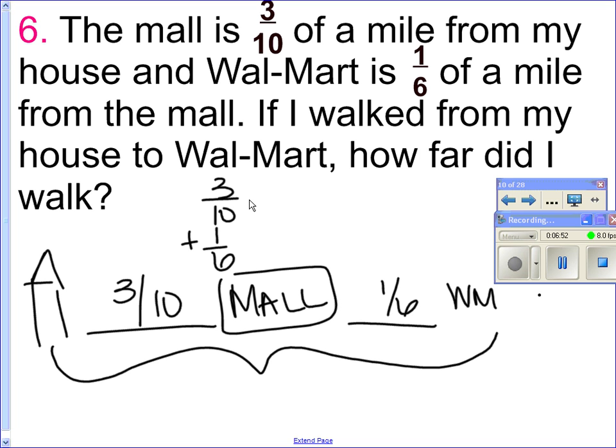Okay, so whenever you are adding, again, we need a common denominator. The common denominator between 10 and 6, the least one, is 30. What do we do with the 10 to get to 30? We multiplied by 3. Do that at the top. 3 times 3 is 9. What do we do with the 6 to get to 30? Multiplied by 5. So now we get 5/30. And we add those together. 9 plus 5 is what?